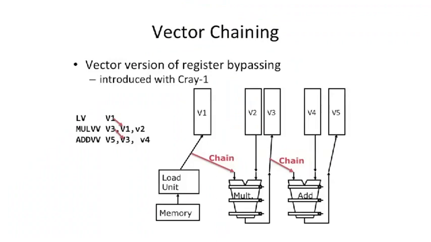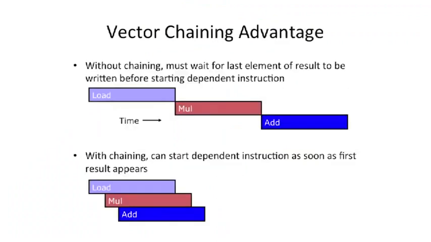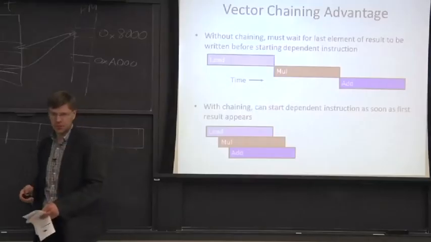So the advantage here is, as I said, instead of having to wait for load, multiply, and the next instruction to complete, we can actually overlap subportions of the dependent instruction when they become available.